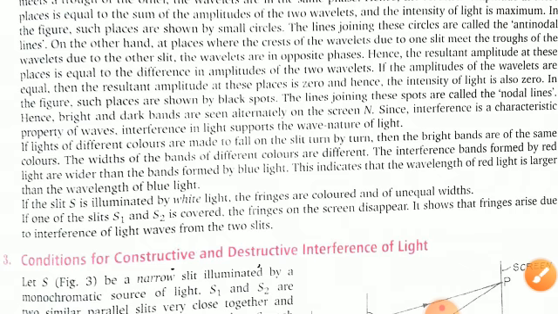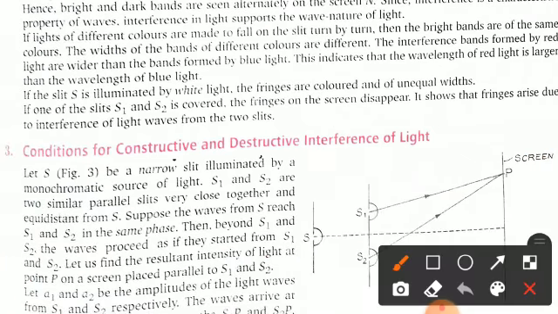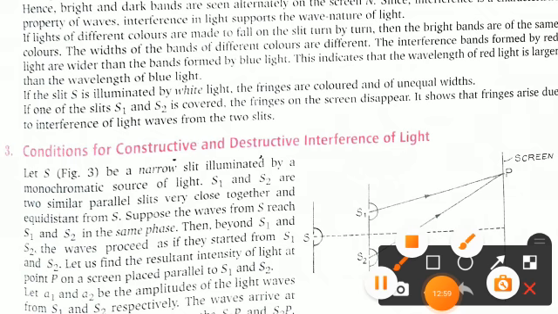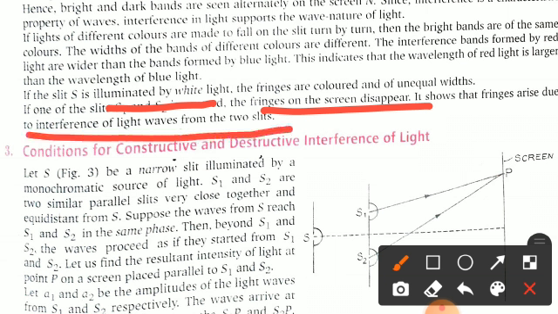If one of the slits S1 and S2 is covered, the fringes on the screen disappear. What happens if we cover one slit? In that case, the fringes formed on the screen disappear. It shows that the fringes arise due to the interference of light waves from the two slits. So what is the proof from this experiment? That interference arises due to the superposition of two waves.